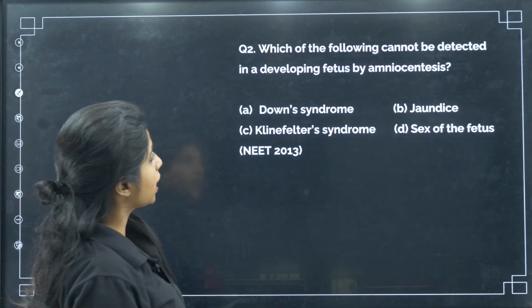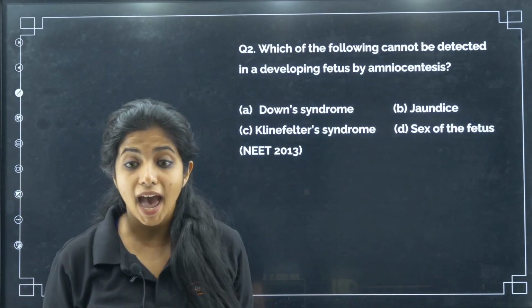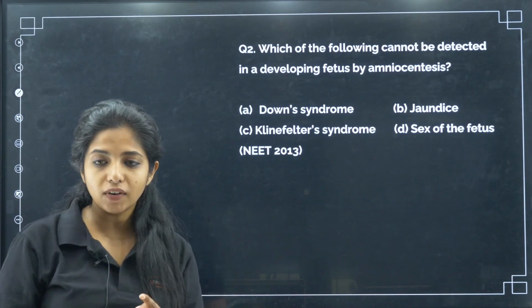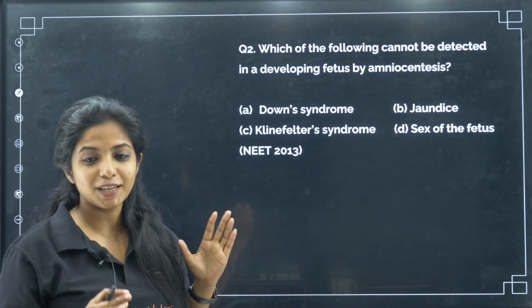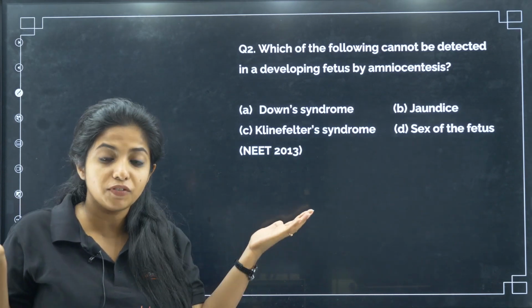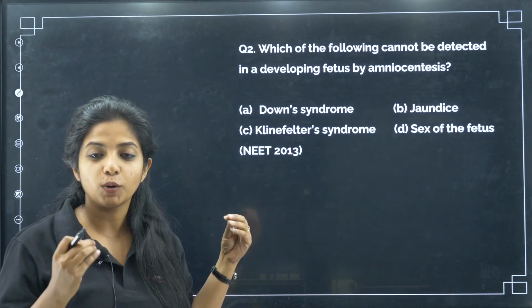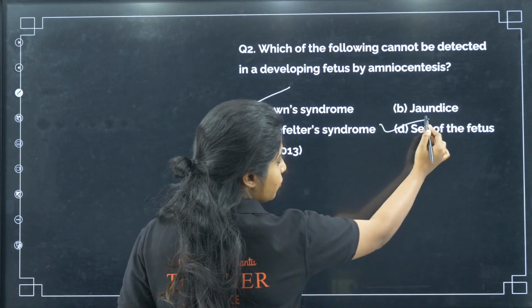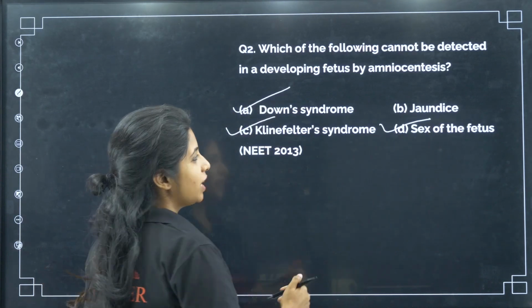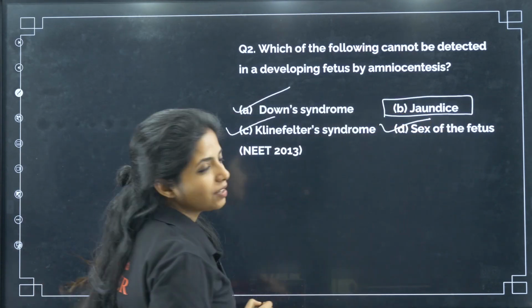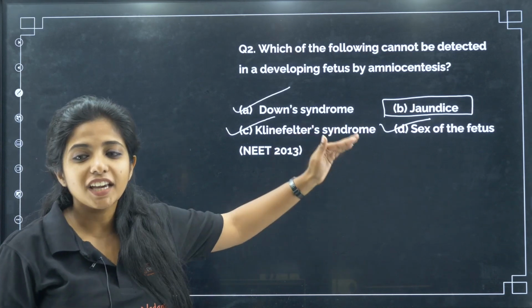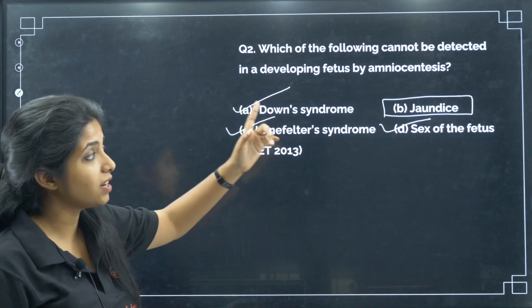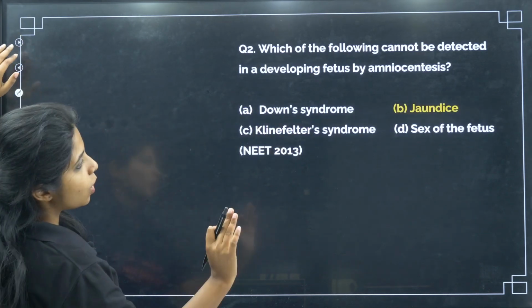Next, which of the following cannot be detected in a developing fetus by amniocentesis? Down syndrome, jaundice, Klinefelter syndrome, sex of the fetus. You have to recognize first of all what are the genetic disorders, and if it deals with sex, all of it can be found out with the help of amniocentesis. Down syndrome is a genetic disorder, Klinefelter's is a genetic disorder. This obviously has to do something with the genes of the organism, right? But jaundice is not a genetic disorder, so I cannot find out whether the child has jaundice or not with the help of amniocentesis. Okay, so I can rule out option B.